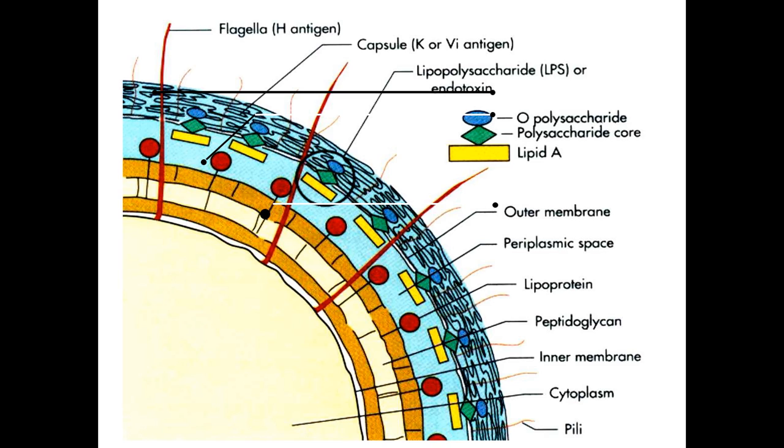Structure of bacteria: flagella with H antigen, capsule with K antigen, endotoxin or lipopolysaccharide, and outer membrane, periplasmic space, lipoprotein and peptidoglycan, the inner membrane, cytoplasm, and pili.